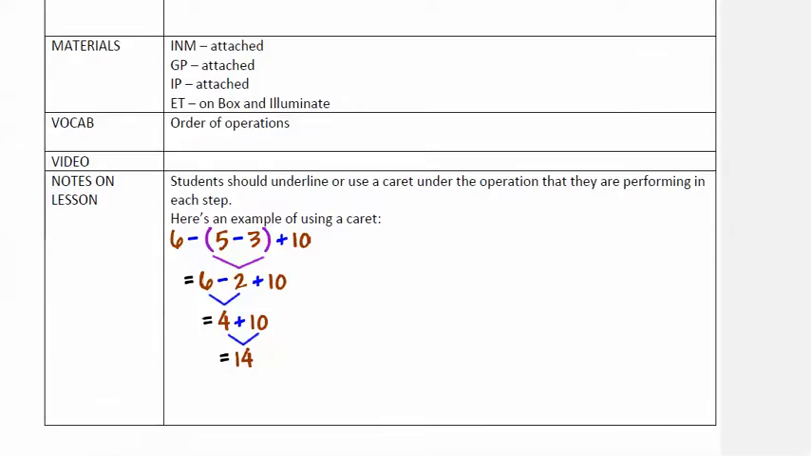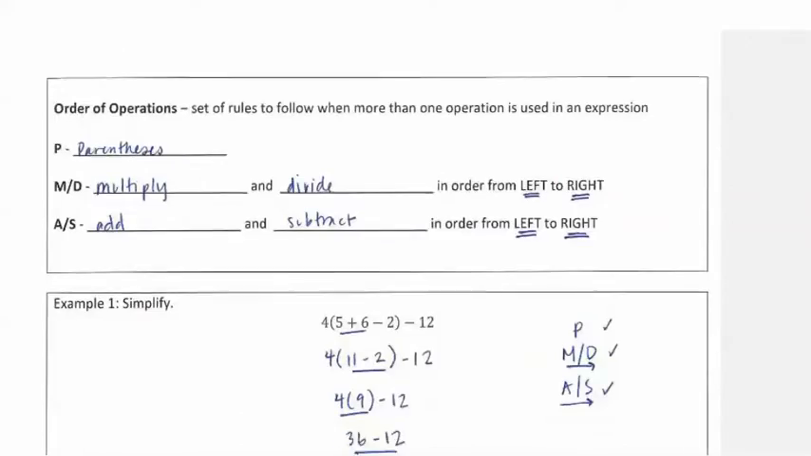All right, so I like to underline the operation that I'm performing. You can also use a caret. It looks like this little arrow to show which operation you're performing. But students should be somehow identifying which operation they're performing as they're simplifying the order of operations. So we'll have students write P is for parentheses, multiply, divide, from left to right. That's what kids are going to mess up the most. Kids will want to multiply first and then divide second. They'll want to add first, do all the addition, and then subtract second. So we need to really make this point of from left to right.